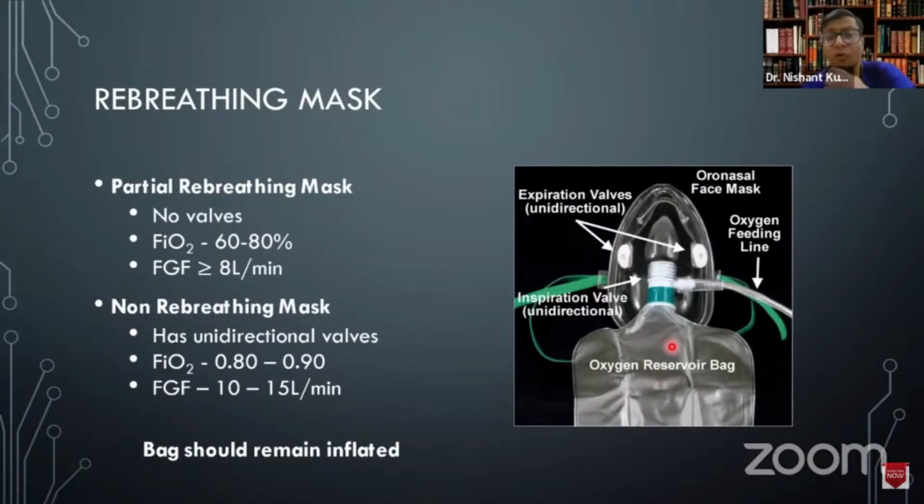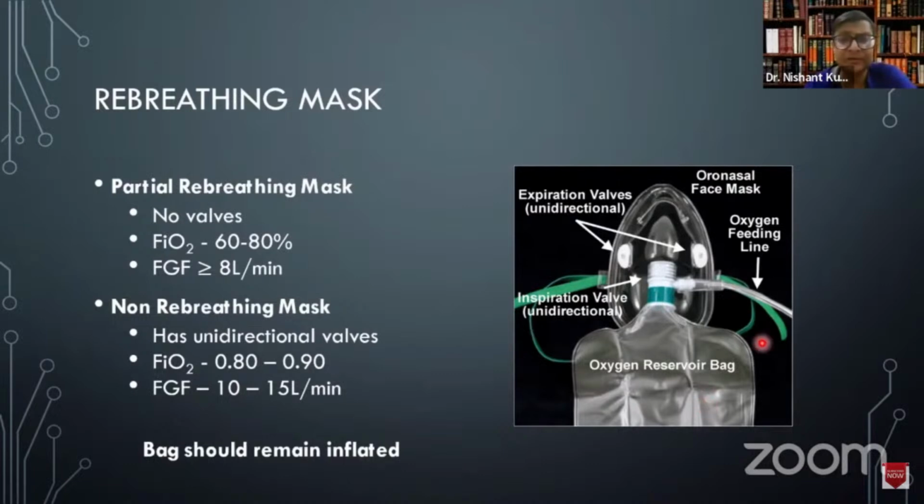So you can give almost up to 90% oxygen. When the patient exhales, these valves open and the CO2 and the expired gases are vented out. So there is no CO2 trapping or air diluting the oxygen. That's why you're able to deliver 90%. You have to use a fresh gas flow of 10 to 15 liters per minute. Again, this might be patient dependent. The bag should always remain inflated, so the flow should be high.